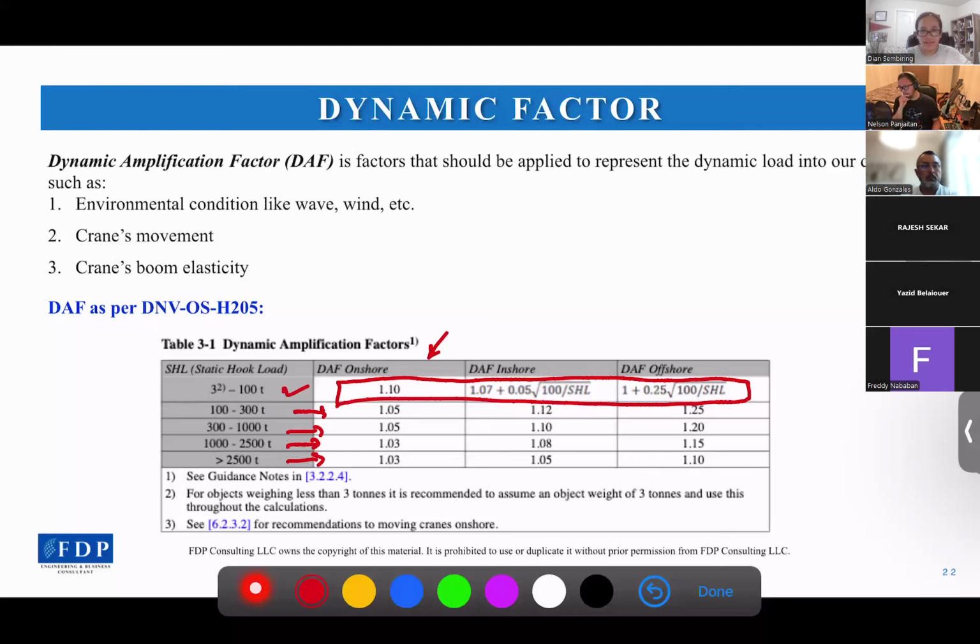Sorry, bad signal now. So you understand, but in your area do you have onshore, inshore, and offshore operation? We do have onshore operations. Onshore, yeah. Inshore and offshore, no, because I work in the desert. Okay, onshore. Okay. Thank you so much, Yasid.